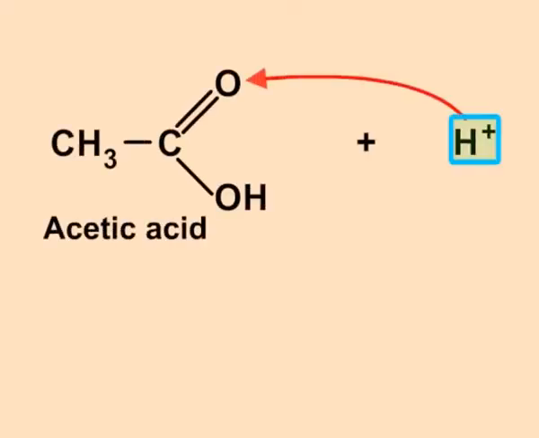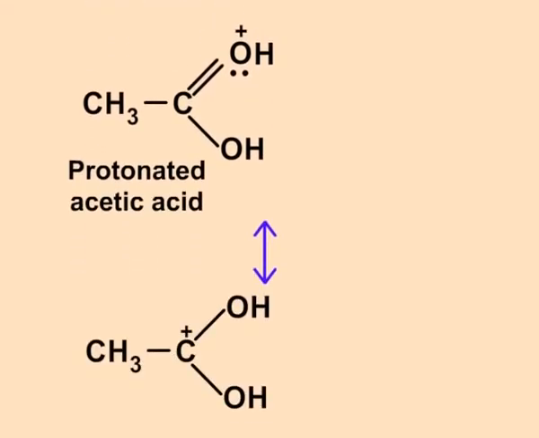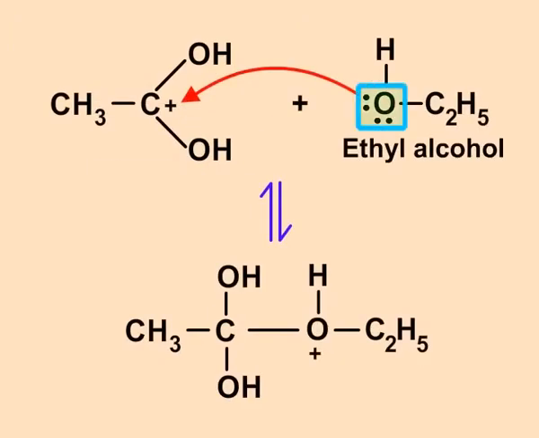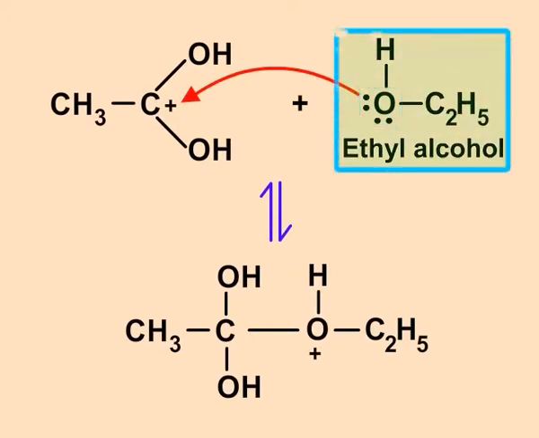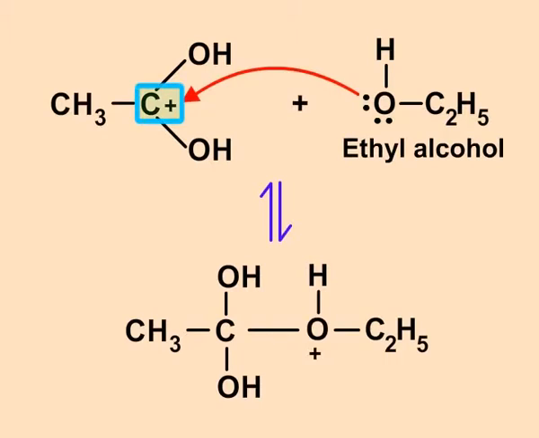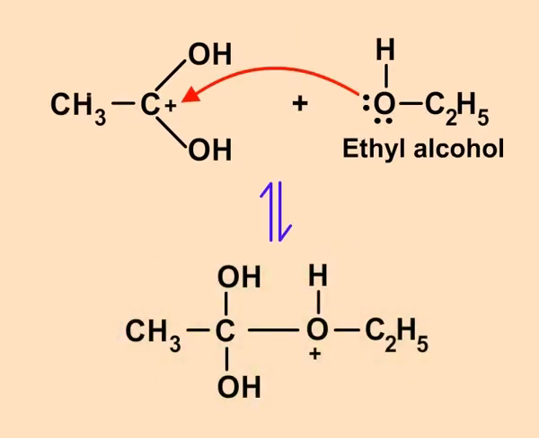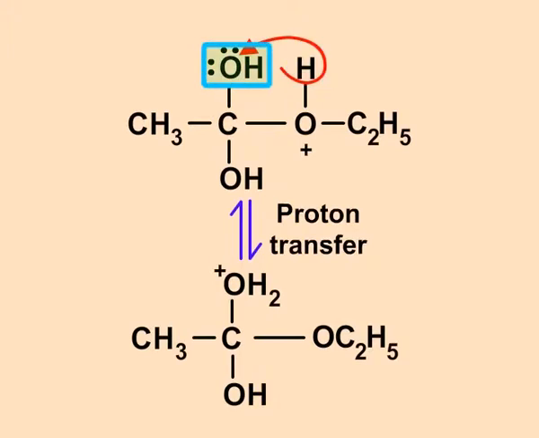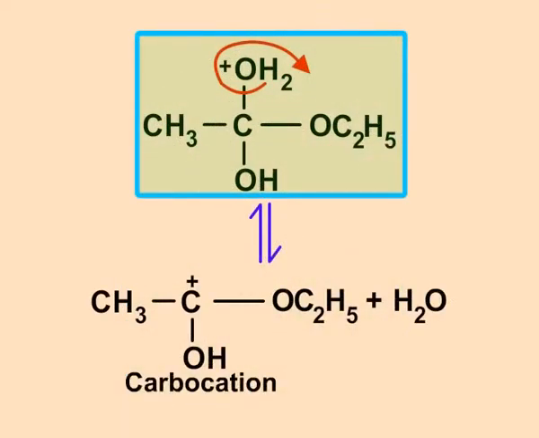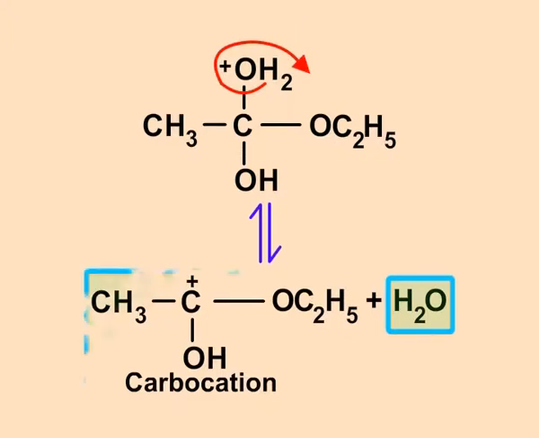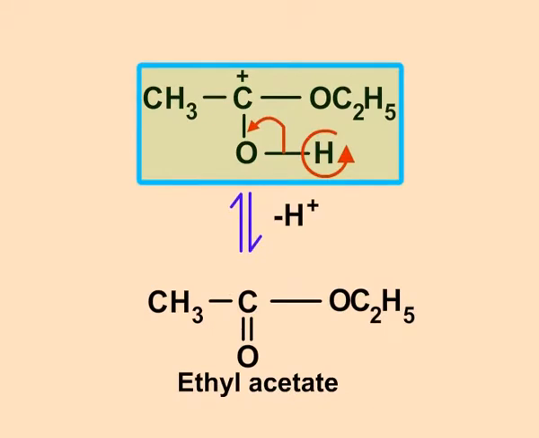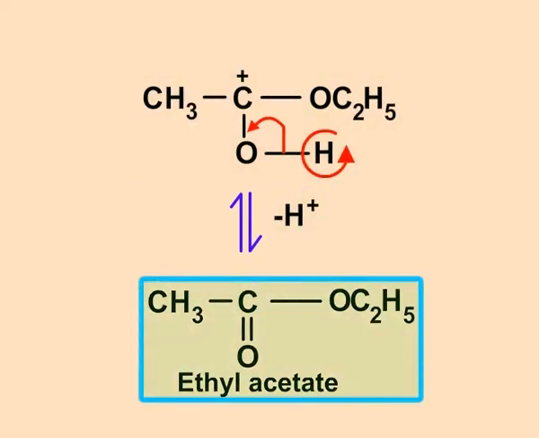In the first step, a proton from the protonic acid attacks the carbonyl oxygen of the acetic acid. In the second step, the electron-rich oxygen atom of the ethyl alcohol attaches itself at the positively charged carbon atom. In step 3, from the resulting intermediate, a proton shifts to the hydroxyl group shown on the screen. In the fourth step, the intermediate obtained in step 3 loses a water molecule to form a carbocation. The carbocation loses a proton to form an ester.